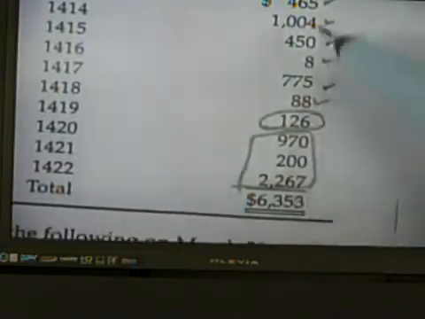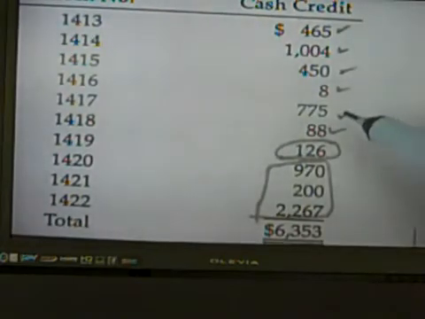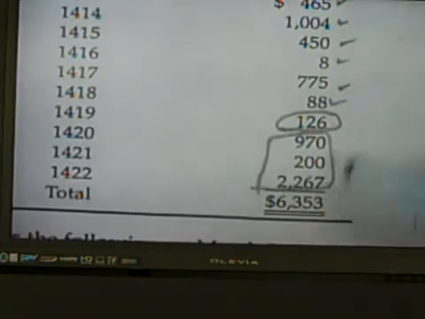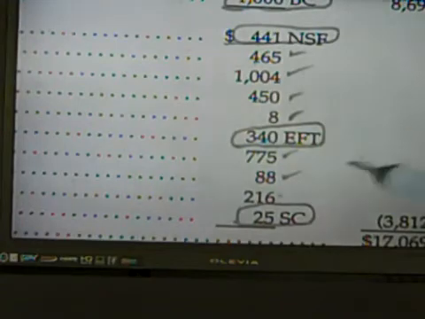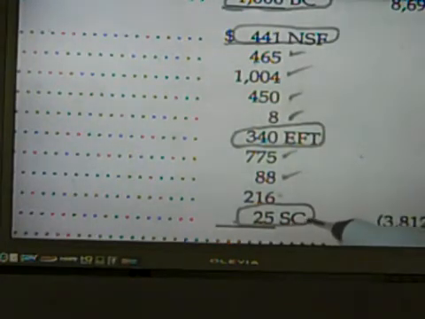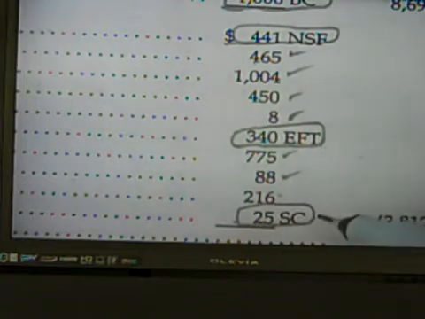Now that's all that we have on the books. We've accounted for everything there. We've either checked it off as being cleared the bank, or we've circled it that it hasn't cleared the bank. Now let's see if there's anything else that the bank took out of our account that we don't have on our books, and there is. There's a $25 SC. That SC is a service charge. So the bank charged us a $25 service charge, and that service charge is not taken off of our books yet.